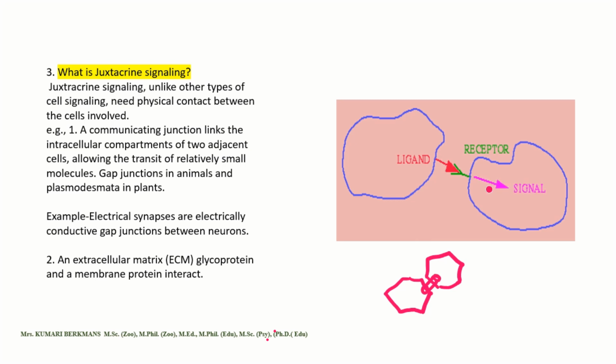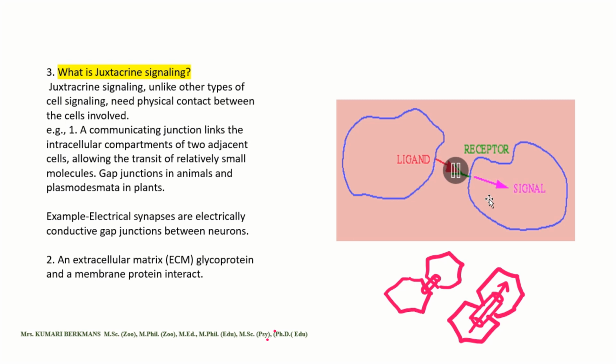In the previous class we have seen it. So it's a passage between the two adjacent cells that is called plasmodesmata. Through this plasmodesmata, these mediators are passed from one cell to another cell. So this is called juxtacrine signaling.